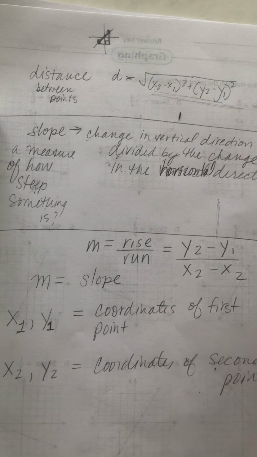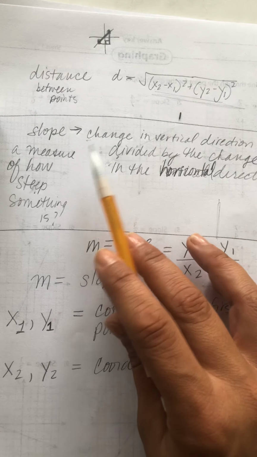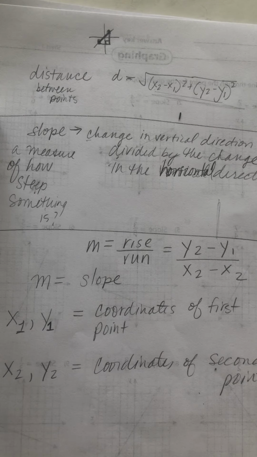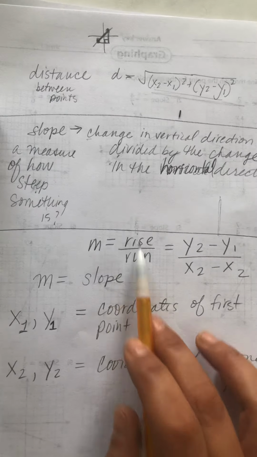Okay? And we divide that. So we divide the change in the vertical direction by the change in the horizontal direction. Another way of thinking about that is the rise over the run.